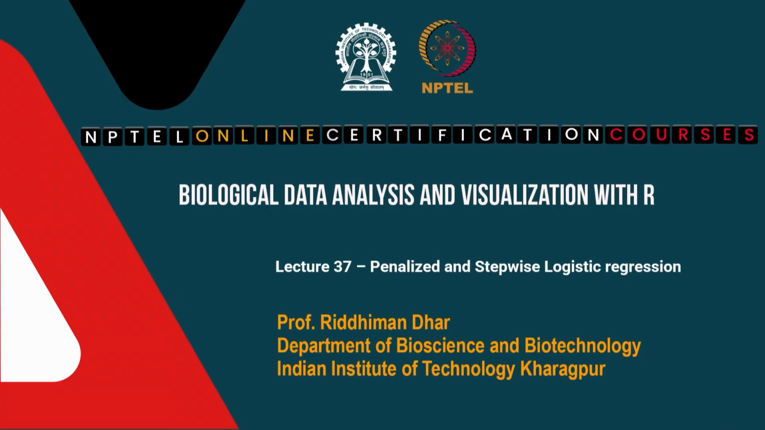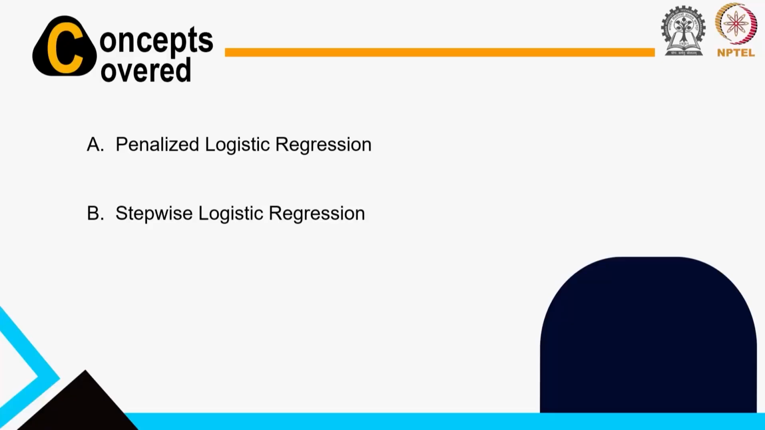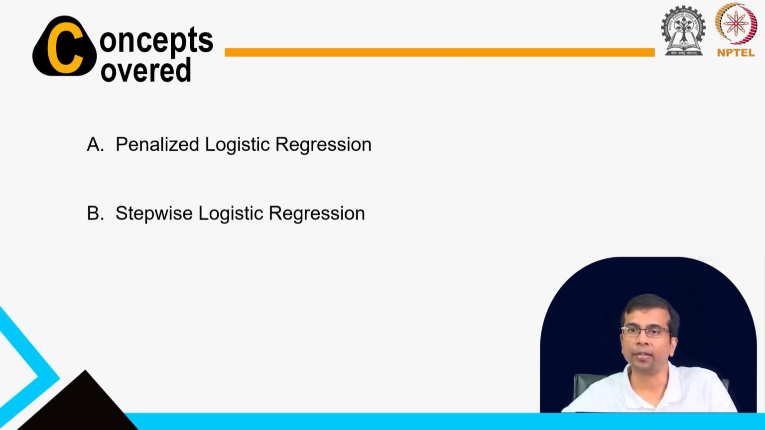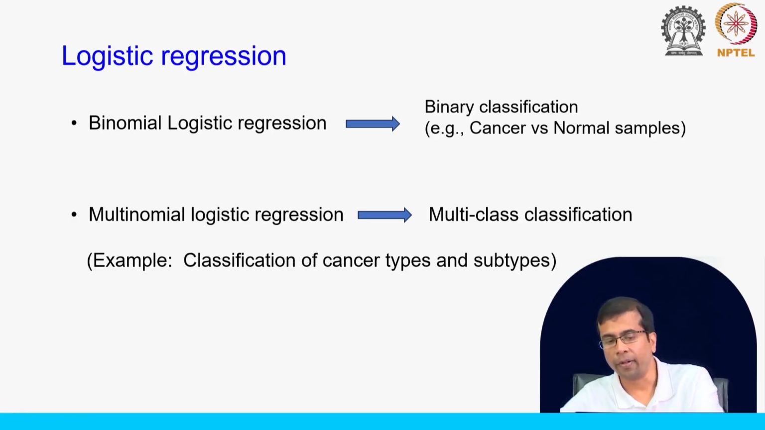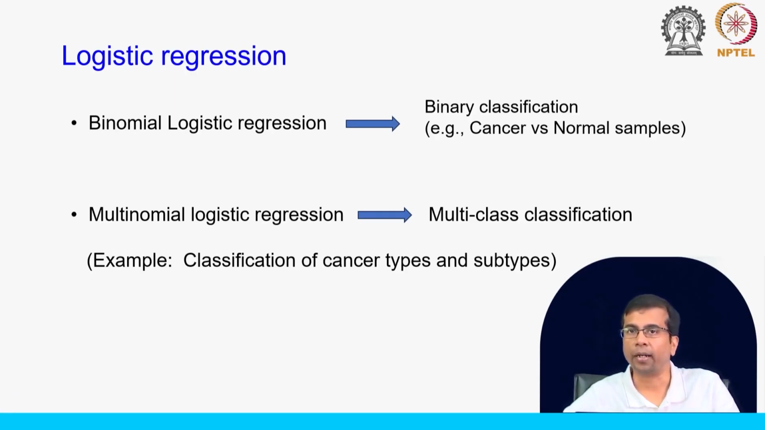In this class we will be talking about something called penalized and stepwise logistic regression. First, we will do another hands-on on a noise data set, and then we will apply penalized logistic regression and stepwise logistic regression on that data and see whether we make any improvement or not. Just to briefly remind you, we use binomial logistic regression for binary classification, and we use multinomial logistic regression for multi-class classification, which we have done in the hands-on, and we can simply use the logistic regression function when we want to do binary classification.